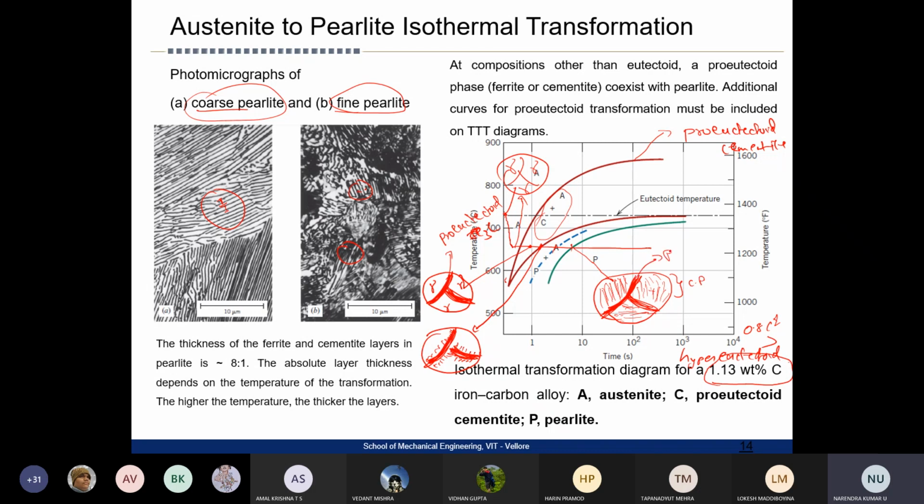And this one, eutectoid cementite, Fe3C. Similarly, this happens for carbon content less than 0.8. The same curve you can use. Only thing is here it is not going to be cementite, but it is going to be alpha prime, that is proeutectoid ferrite, if the carbon content is less than 0.8.